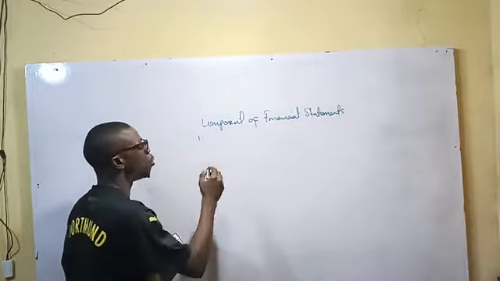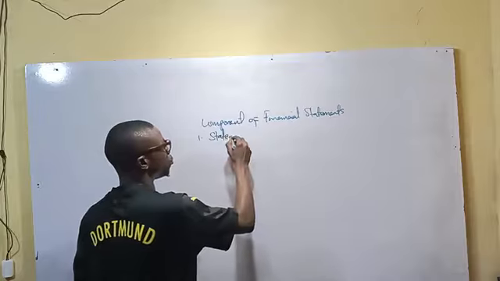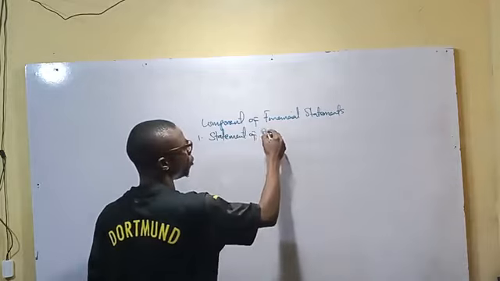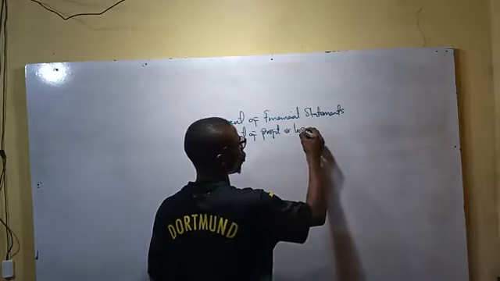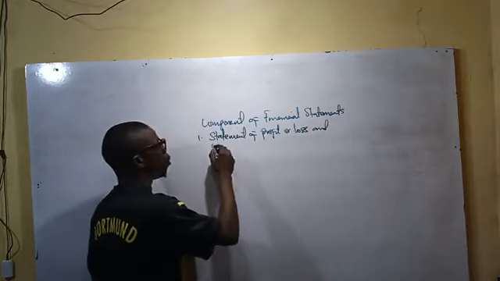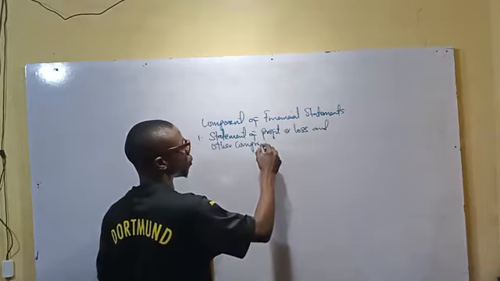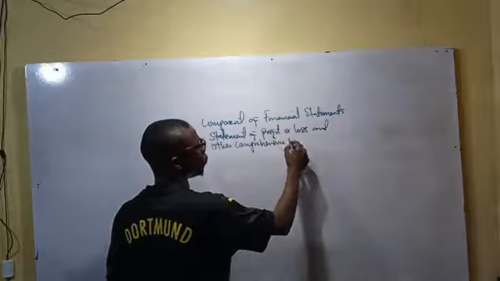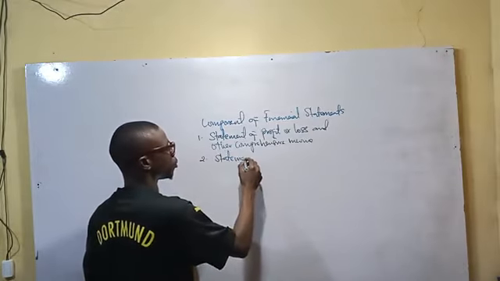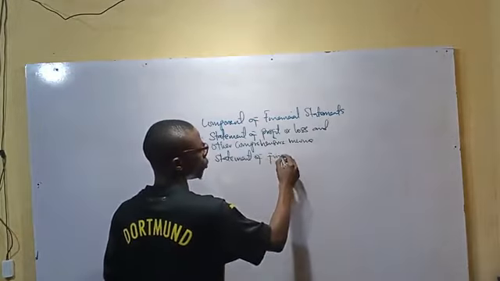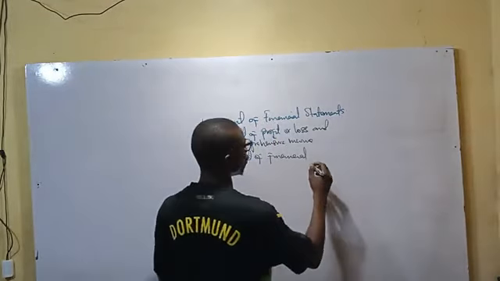So we have what we call statement of profit or loss and other comprehensive income. We have statement of financial position. These are the components of financial statement. These are what make up the financial statement.